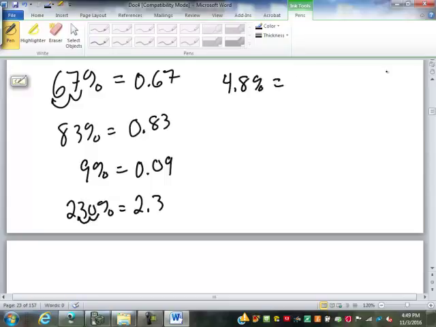4.8% becomes, move it over 2 spots, 0.048 as a decimal.